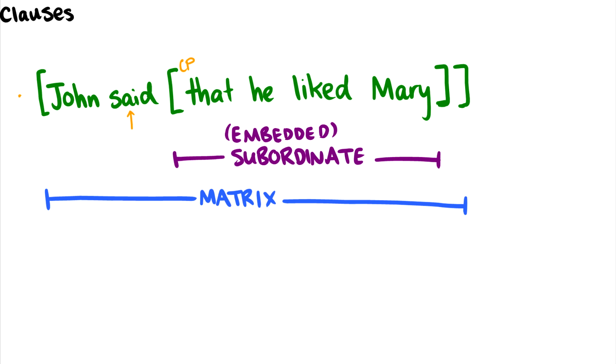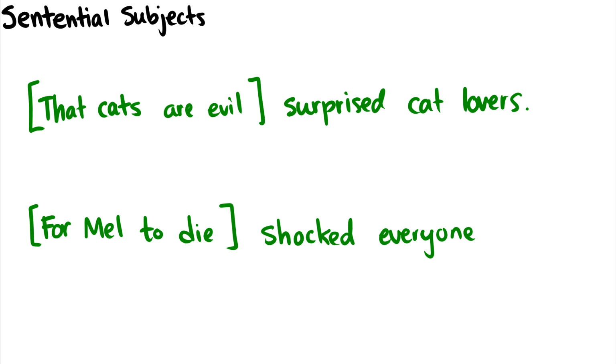I usually use the word embedded. Some people use the word subordinate. Embedded really makes sense because you're sticking another clause inside a clause. You're embedding it. Okay, so what types of clauses are there? The first type are the sentential subject clauses. So these are CPs that function as subjects of sentences.